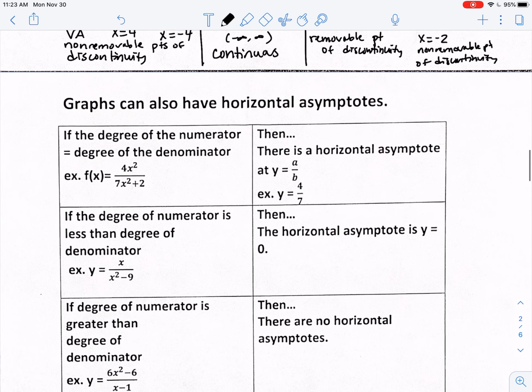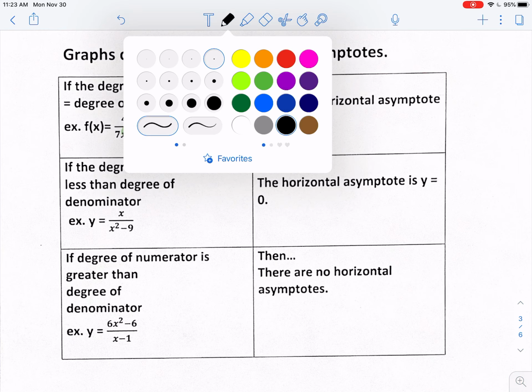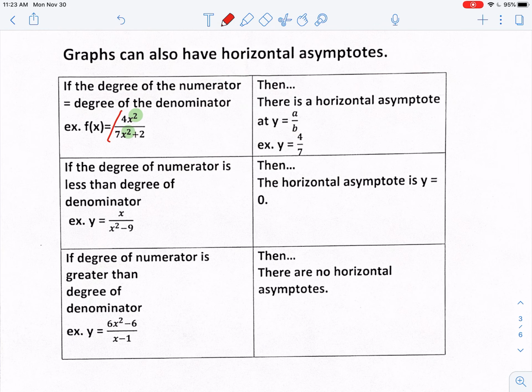Let's take a look at horizontal asymptotes. Okay, so here are some rules for horizontal asymptotes. If the degree of the numerator is equal to the degree of the denominator, notice this degree right there is 2, this degree right here is 2. The degree is going to be that highest exponent. When the degrees are the same, then you are going to divide their coefficients. So notice you'll have a horizontal asymptote, a horizontal line at y equals 4/7.